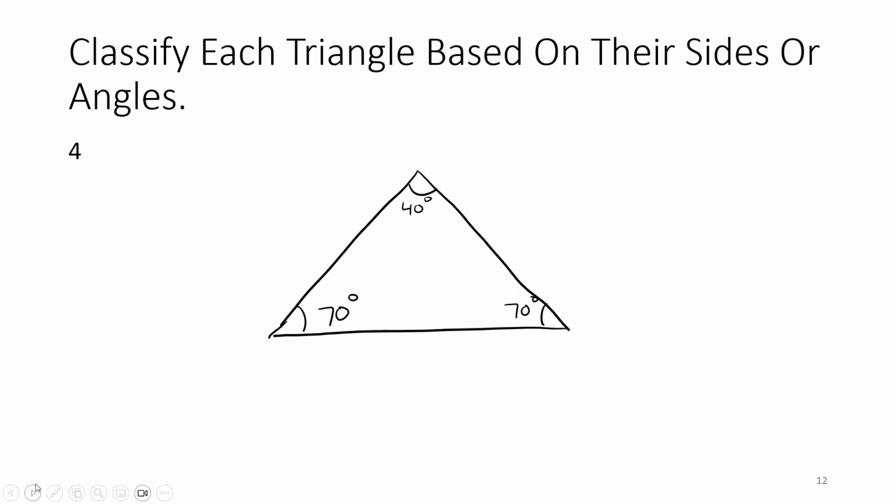Okay, number 4, this time we have a triangle that only gives us angles. In this triangle, we have an angle of 40, 70, and 70. And notice that there are 2 angles that are the same. Go ahead and think about it, and I'll give you a minute.